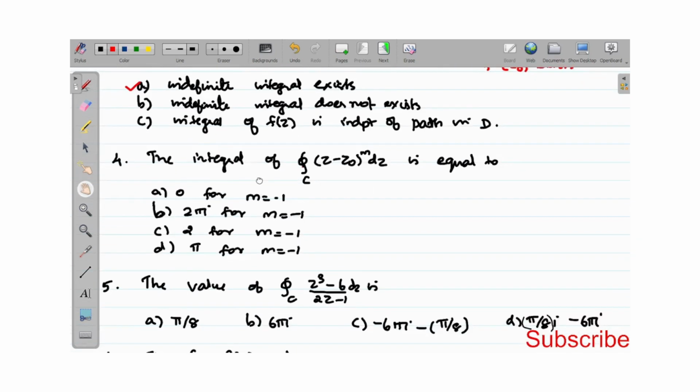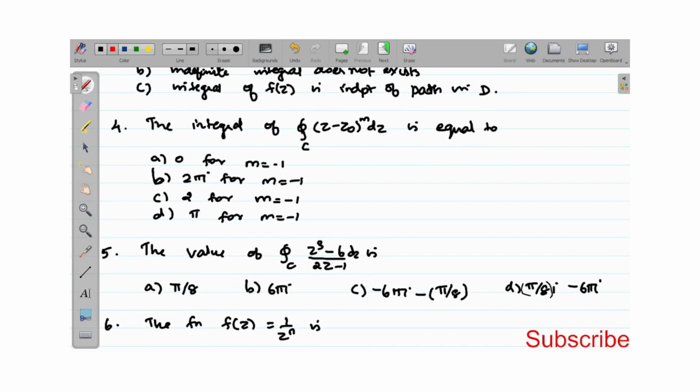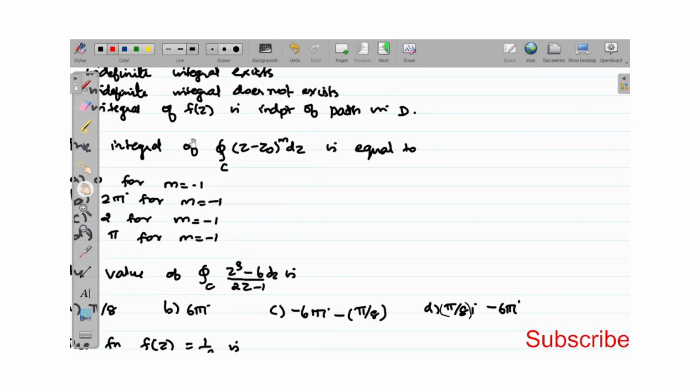Now the fourth question: the integral over C of (z minus z naught) to the power m dz is equal to... You can see among the four options m equal to minus 1 is common. So substituting here, integral over C of (z minus z naught) to the power minus 1 dz, which gives 1 divided by (z minus z naught) dz.